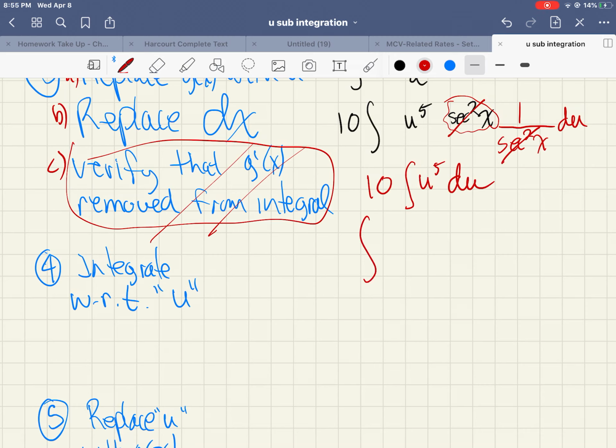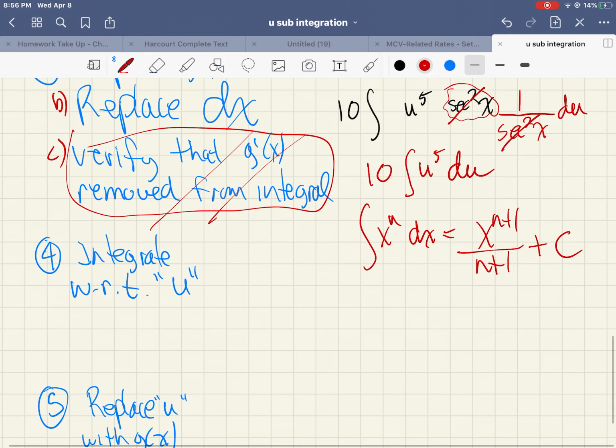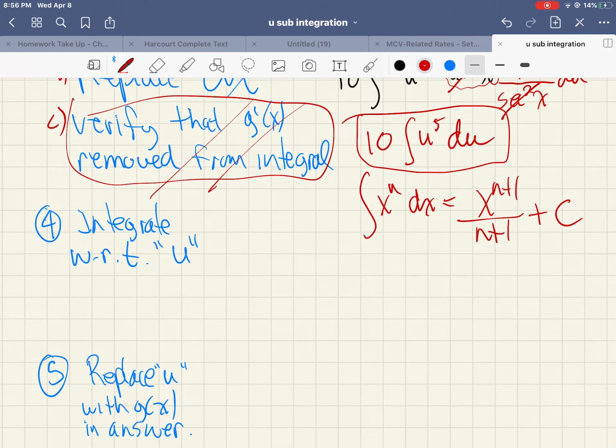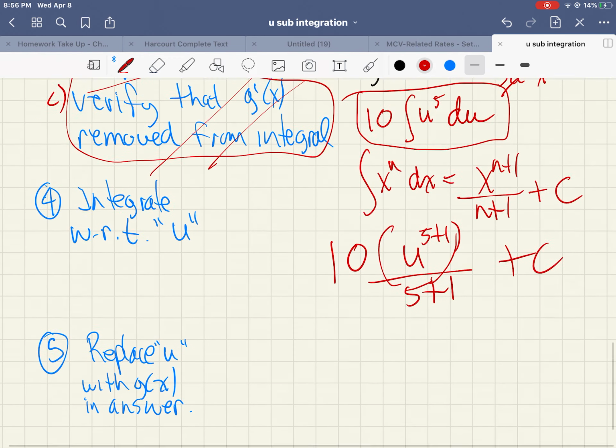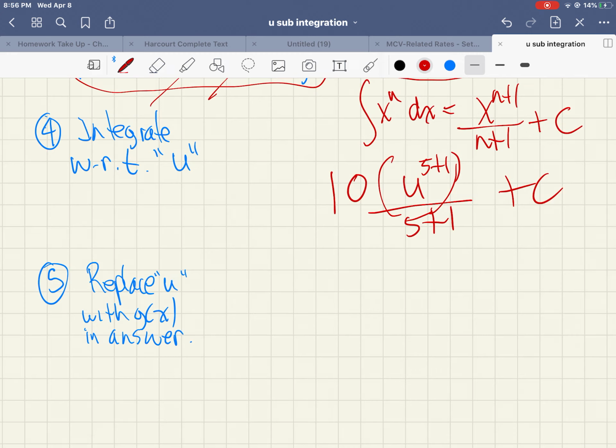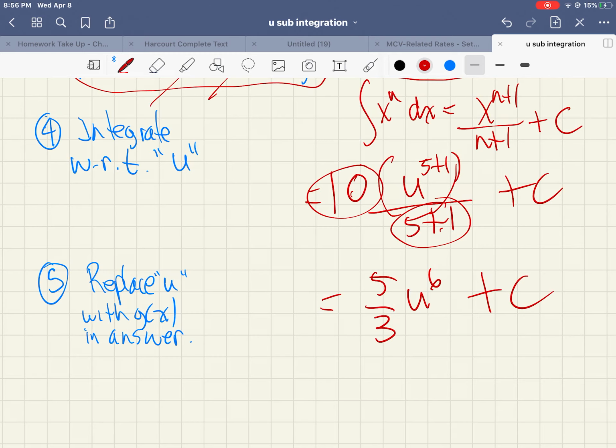Well, what's the rule for integration? The integral of x to the n dx is x to the n plus 1 all over n plus 1 plus c. So now I do that integration. What is the integral of 10 integral u to the 5th du? Well, that is 10 multiplied by u to the 5 plus 1 all over 5 plus 1 plus c. Let me make it a little bit simpler. I've got 6 there and I've got 10 there. If I reduce that fraction, 10 over 6 is 5/3 u to the 6 plus c.